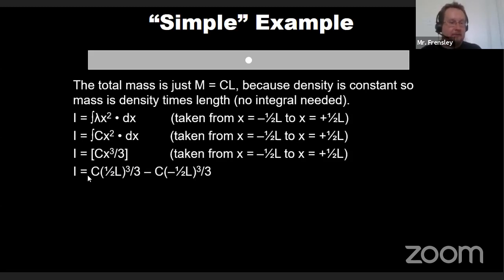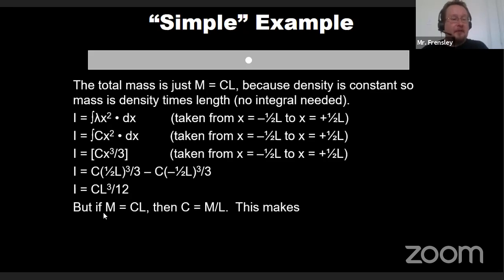So it turns out this winds up being 1/24 L cubed. This winds up being negative 1/24. So when you subtract a negative, you actually add. So 1/24 plus another 1/24 is, wait a minute, 1/12, I meant to say. 1/12 sounds familiar for a bar.